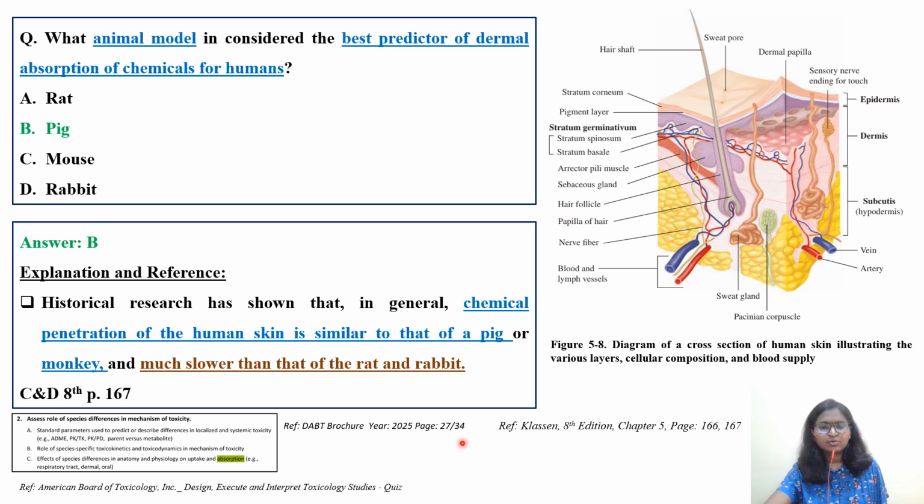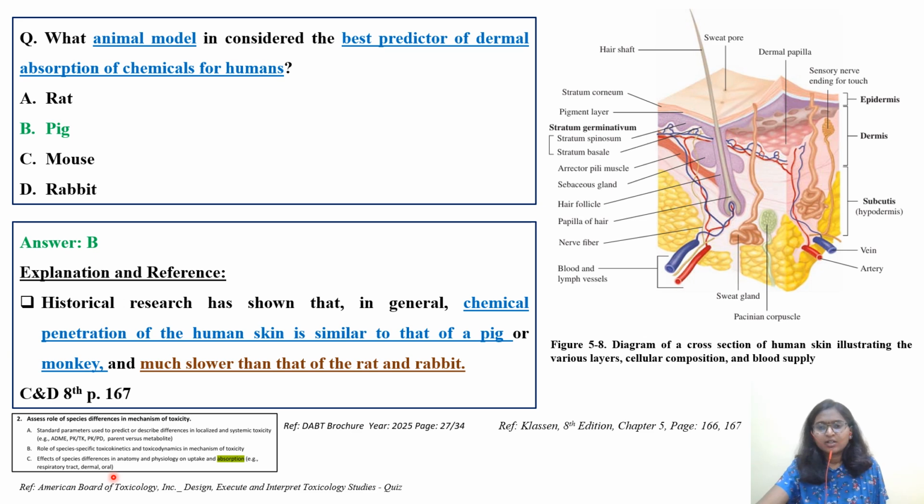Exactly which questions will come you will not know, because the syllabus is very expansive, around 3 to 4 pages on topics only. Then references to books as well as guidelines will be another 2 pages or so. So I thought that this question might fall into page number 27 of 34. You can check: effect of species differences in anatomy and physiology on uptake and absorption, respiratory tract, dermal and oral. Probably this question might fit into this particular section.